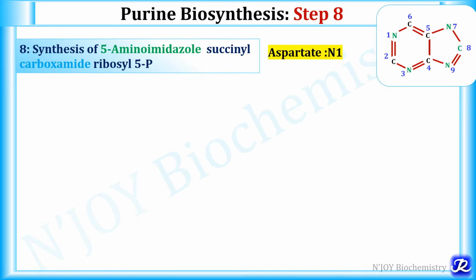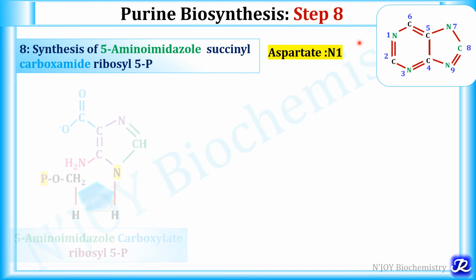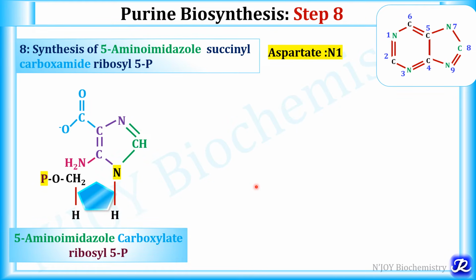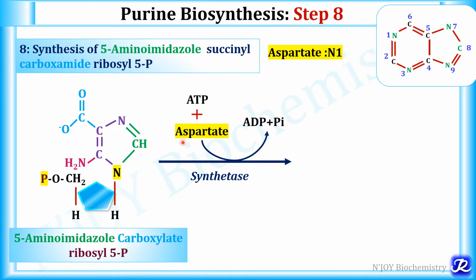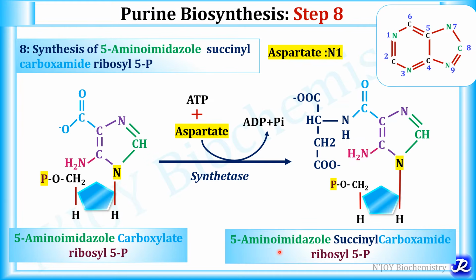Step number 8 is synthesis of amino imidazole succinyl carboxamide ribosyl 5-phosphate. Succinyl is here, so aspartate is the donor responsible for contribution of nitrogen at position 1. From the amino imidazole carboxylate ribosyl 5-phosphate, aspartate and ATP are involved. The enzyme is synthetase, and there is formation of amino imidazole succinyl carboxamide ribosyl 5-phosphate. Only the succinyl group, and it becomes carboxamide. This is the succinyl group of aspartate, and this is step number 8, which is responsible for contribution of N present at number 1.